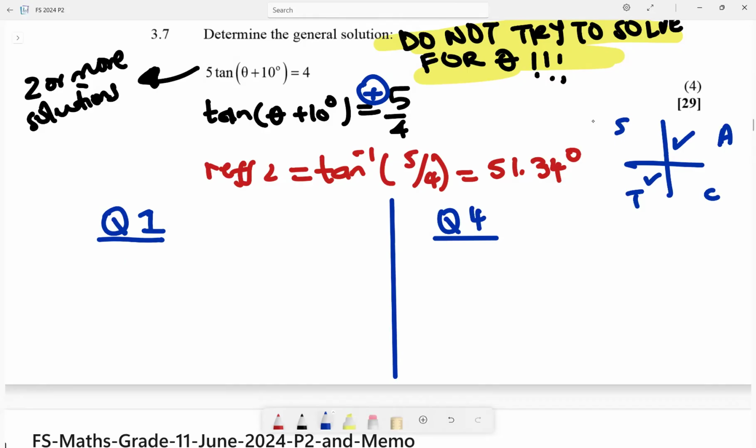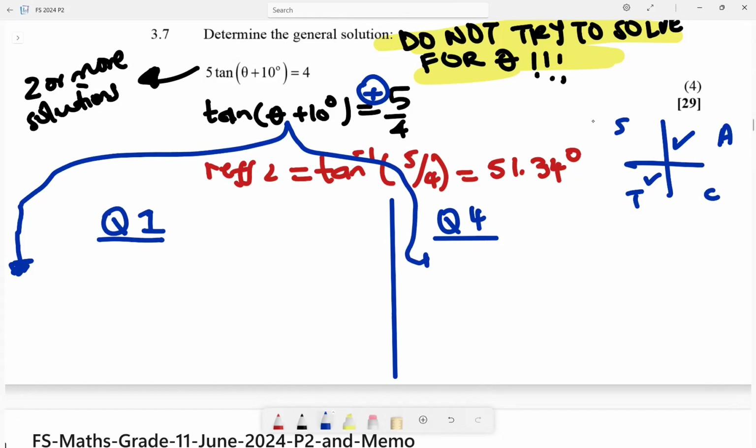Then what do I do when I come there? The first thing that I start with is this one. Similarly on this one, I will start with that one. I'll say theta plus 10 is equal to, on quadrant 1, just the reference angle, 51.34 plus k. Now we are talking about tan.